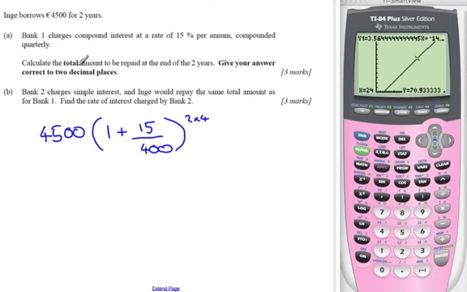So it says calculate the total amount to be repaid at the end of 2 years. We don't need to take away what we started with because we're not working out the interest. We're working out the total amount.